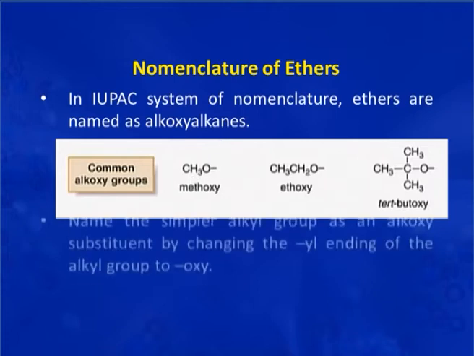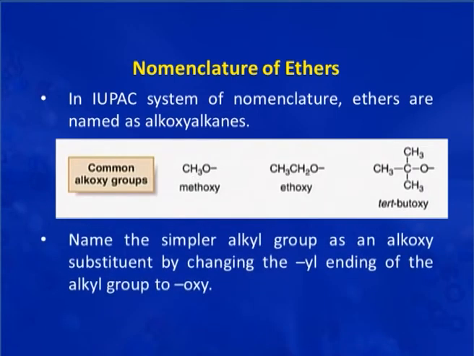So what we will do is we will simply replace YL from the alkyl group and add OXY to that, and that is why CH3O is named as methoxy, methyl removing YL from methyl and adding OXY. Similarly, CH3CH2O or C2H5O is named as ethoxy and this group as tertiary butyloxy.